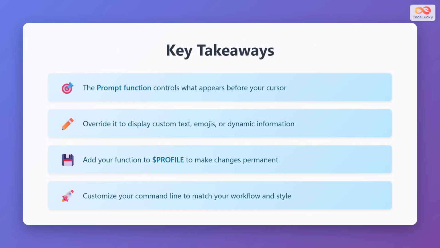Let's review the key points. The prompt function controls what appears before your cursor in PowerShell. You can override this function to display custom text, emojis, or dynamic information like time and username. To make your changes permanent, add your custom function to the PowerShell profile file accessed through $profile. With these techniques, you can customize your command line to match your workflow and personal style.